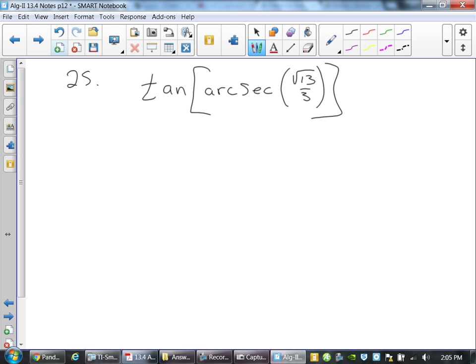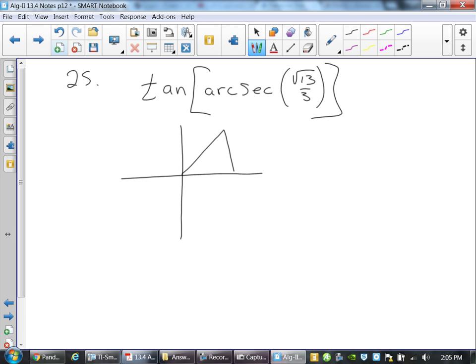Tangent of the arcsecant of root 13 over 3 means the exact same thing as find the tangent of theta if the secant of theta is root 13 over 3. For real, it means the same thing. So secant is the inverse of cosine. It's positive, so we'll throw it in the first quadrant.